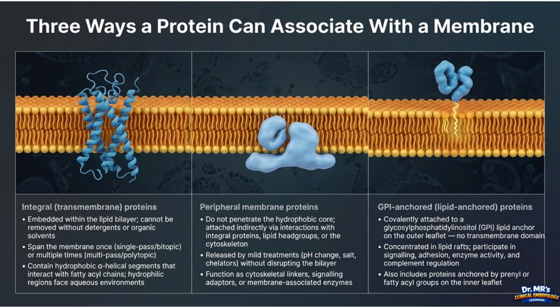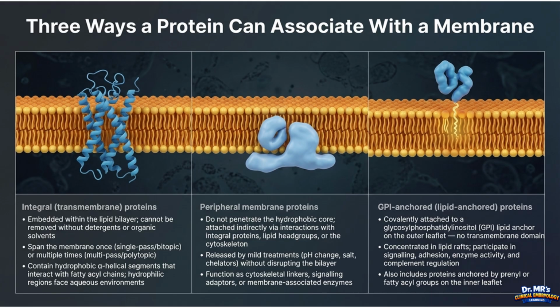Because they are not embedded in the hydrophobic core, they can be released relatively gently by changing pH, adjusting salt concentration, or adding chelating agents, without disrupting the bilayer. Peripheral proteins often serve as cytoskeletal linkers, signaling adapters, or membrane-associated enzymes. Spectrin and ankyrin, which we will discuss shortly in the context of the membrane skeleton, are classic examples.